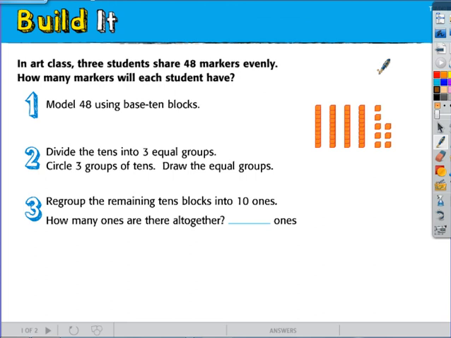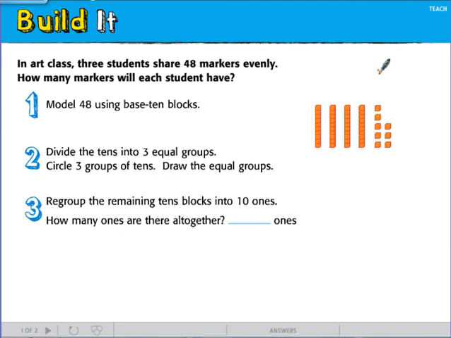Now, we're going to model some division problems using base 10 blocks. This is what we're doing this week. Okay? It says, in art class, 3 students share 48 markers evenly. How many markers will each student have? Well, we know that there's 48 total, right? And we know that they have to be broken into how many groups? 3. So, using the base 10 blocks, this is what we're going to do.